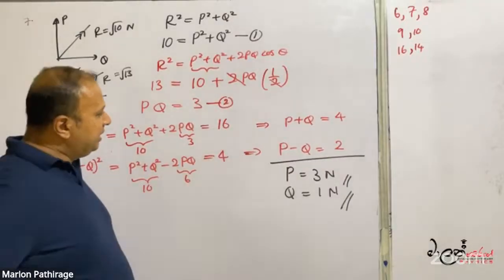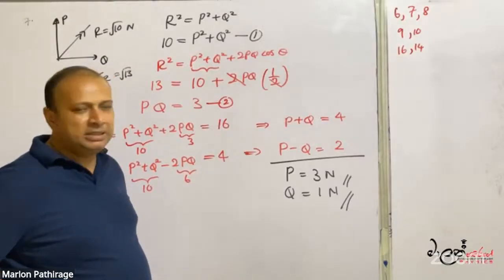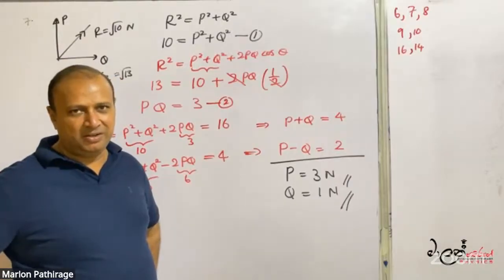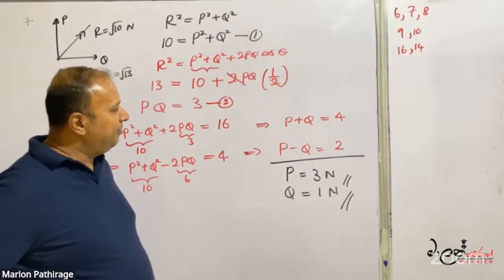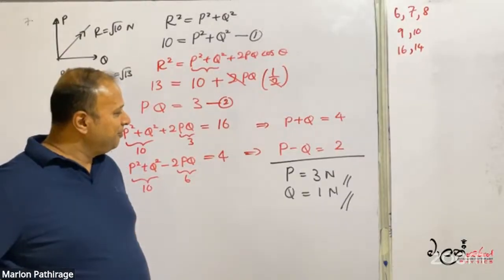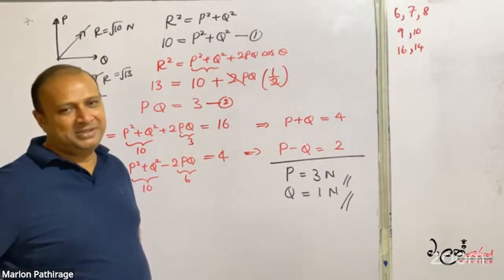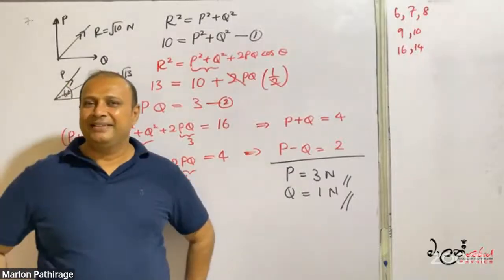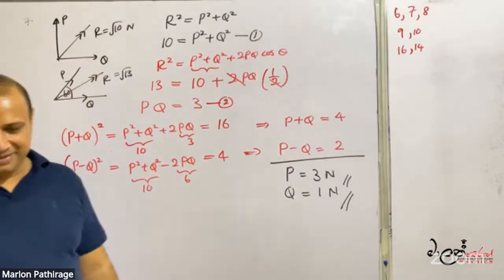Actually, you can take several combinations using plus and minus values, but here I am not considering that because this is a physics question, not a maths question. But if it were a maths question, P plus Q can be either plus 4 or minus 4, and P minus Q can also be either plus 2 or minus 2. Therefore, using those combinations, you can determine several values.